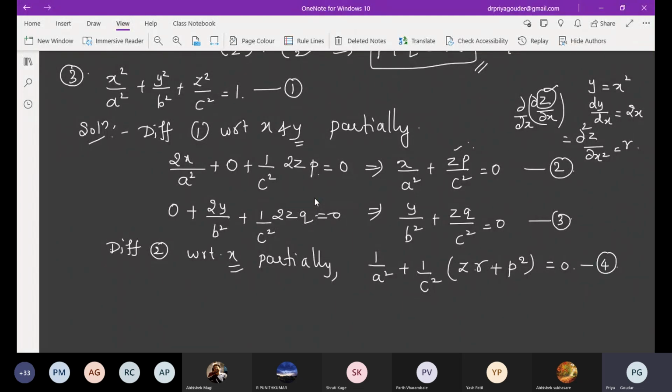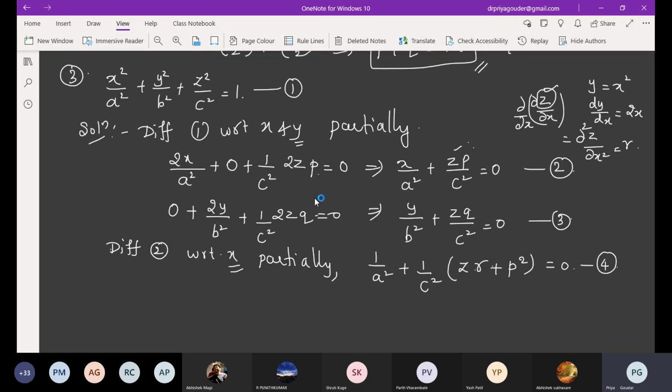Here you have equations 2 and 4 in terms of the same two unknowns, a square and c square. So we'll try to eliminate them. For that, we find 1 by a square from equation 2, which will be in terms of c square, and substitute in equation 4. Did you get what I said? 2 and 4 are in terms of a and c, so it will be easy. Even I can find the value of 1 by c square, but it becomes a little complicated if I substitute. So from equation 2, I'll find the value of 1 by a square and substitute in equation 4.